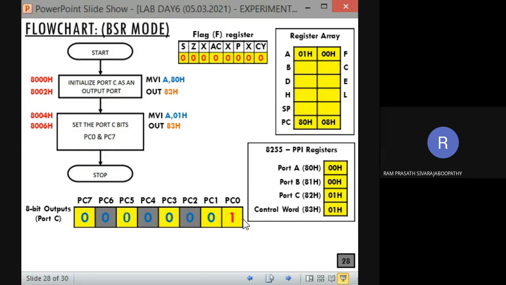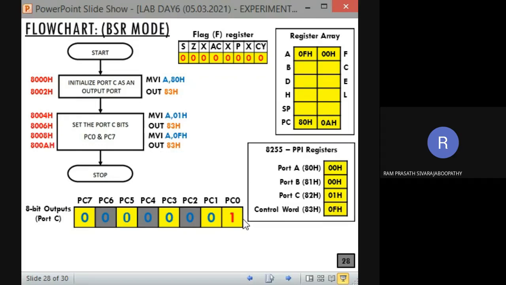டைப் பண்ண முடியுமா? PC 7 செட் பண்ணனும்னா என்ன இன்ஸ்ட்ரக்ஷன்? Yes, 0F is the control word where we have to write. அக்குமுலேட்டர்ல போட்டு எங்க எழுதணும்? 2 லைன் இன்ஸ்ட்ரக்ஷன் என்ன வரும்? கடகடன்னு சொல்லுங்க பார்க்கலாம். முன்னாடி தான் டைப் பண்ணோம். MVA, 01H, out 83H. அதே மாதிரி இங்க என்ன வரும் கேக்குறேன். Yes, very good. MVA, 0FH, out 83H.